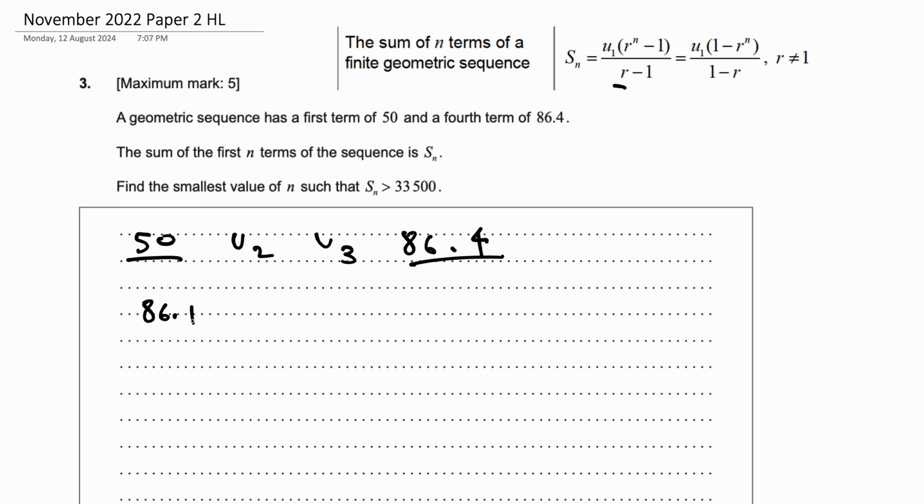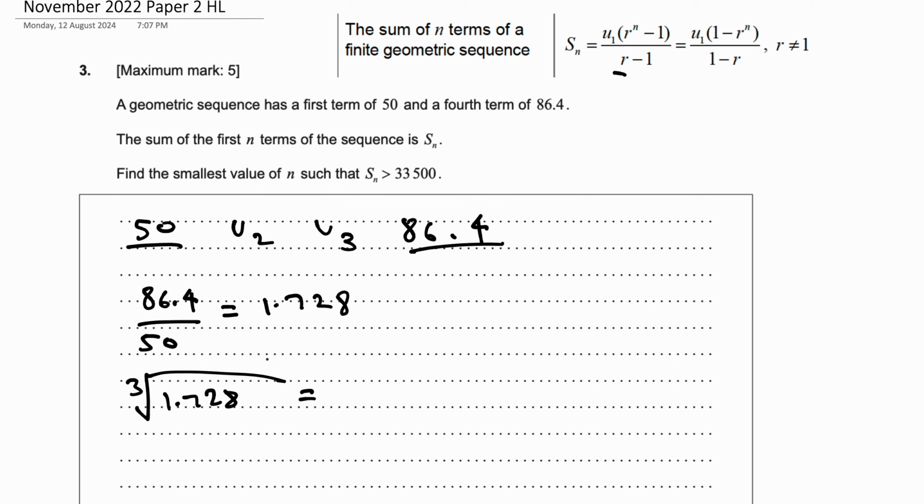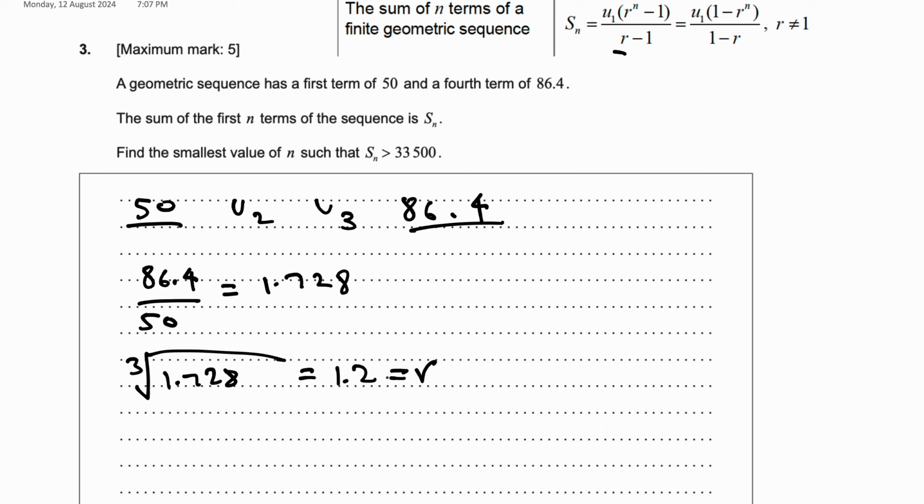If we do 86.4 divided by 50 on our calculator, what do we get? We get 1.728. But this isn't our common ratio. This is the ratio of the fourth term to the first term. If I then take the third root of 1.728, I will get the common ratio, because there are 3 steps from the first term until 86.4. Taking the third root of this ratio gives the right answer, which comes to be 1.2, which is my r.